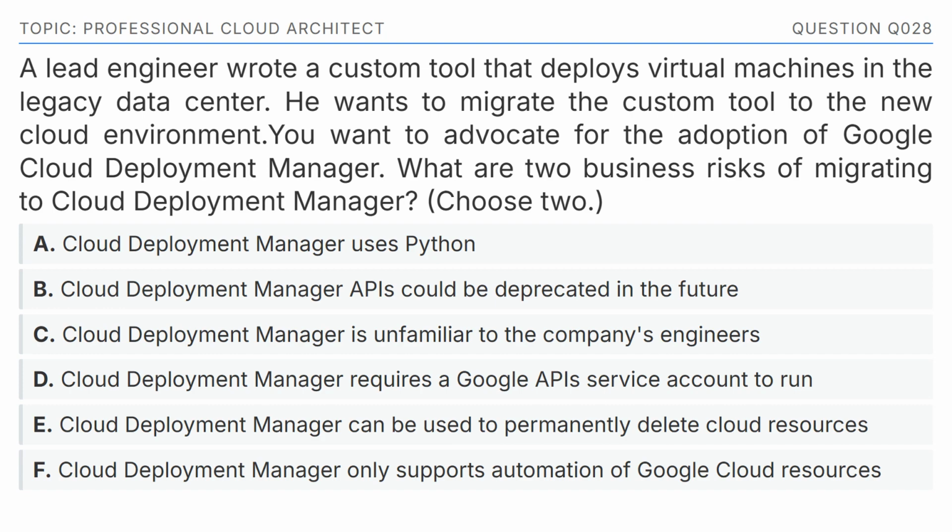Choose 2. The options are: Option A, Cloud Deployment Manager uses Python. Option B, Cloud Deployment Manager APIs could be deprecated in the future. Option C, Cloud Deployment Manager is unfamiliar to the company's engineers. Option D, Cloud Deployment Manager requires a Google API service account to run. Option E, Cloud Deployment Manager can be used to permanently delete cloud resources. Option F, Cloud Deployment Manager only supports automation of Google Cloud resources.